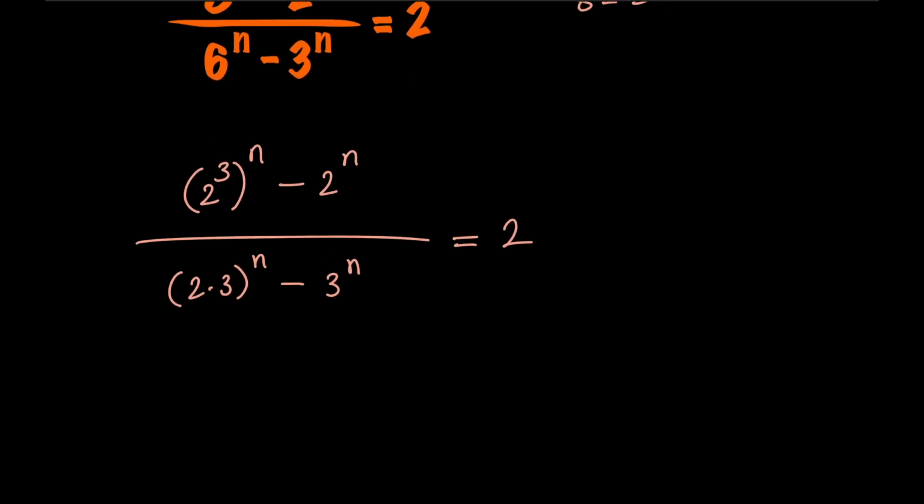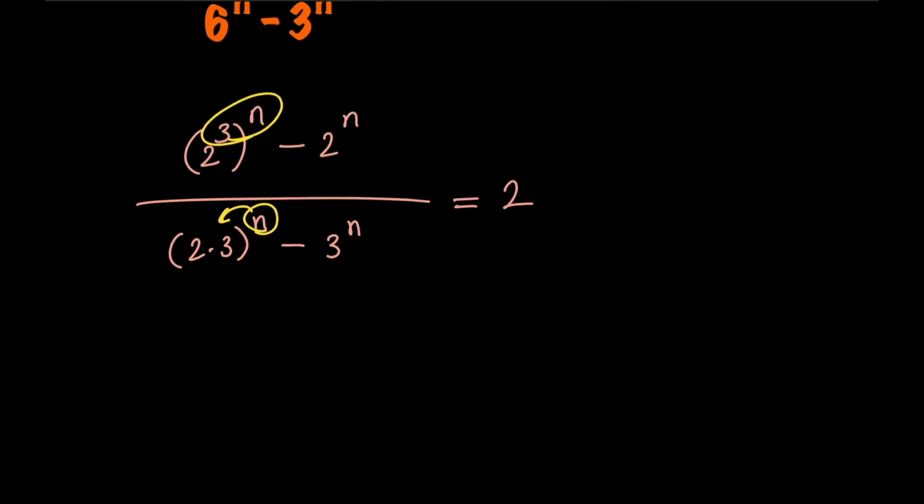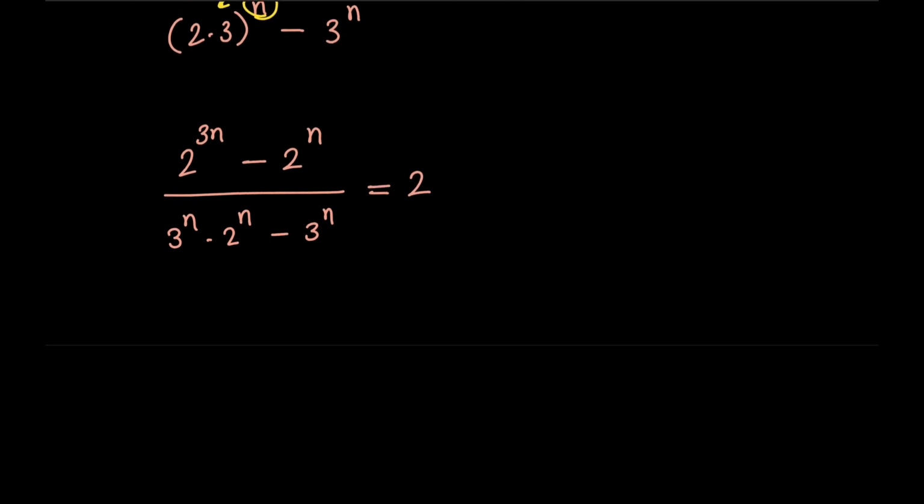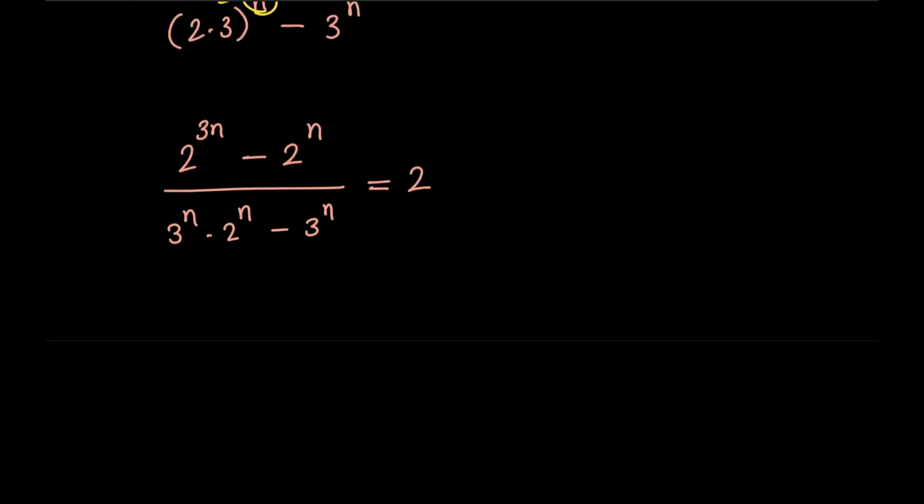Cool. Next, let's go ahead and distribute this power. So we're going to have (2^(3n) - 2^n) divided by (3^n times 2^n - 3^n) equals 2.